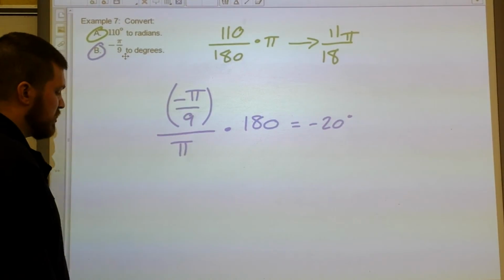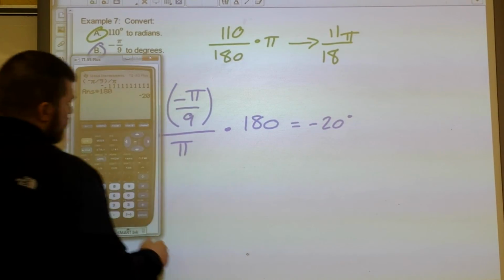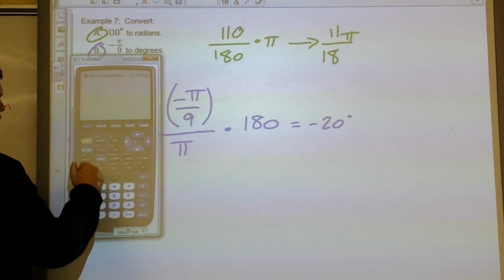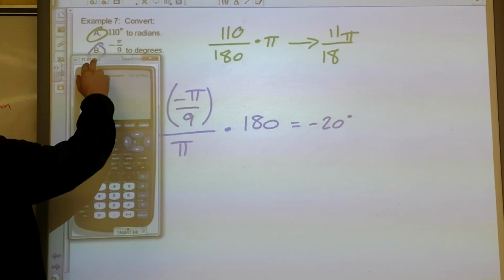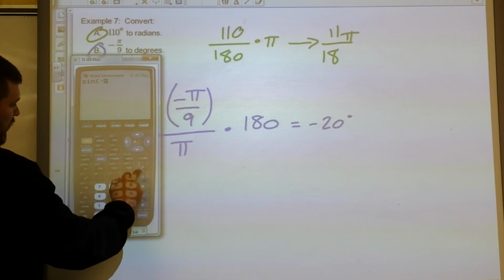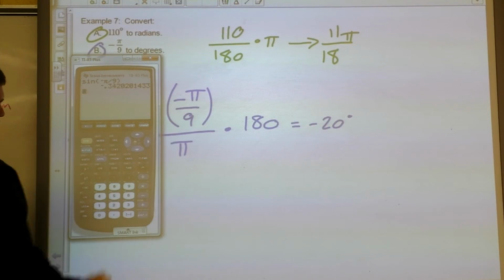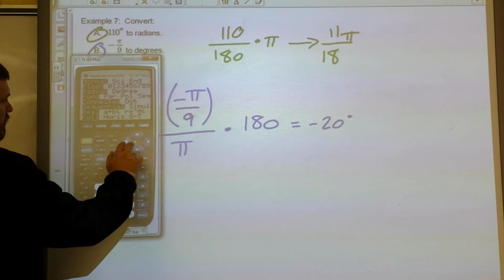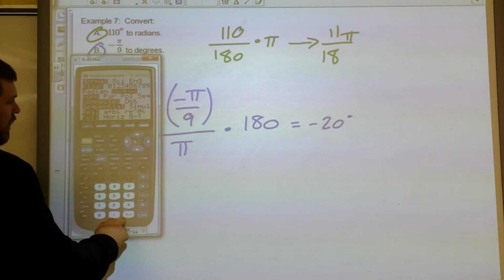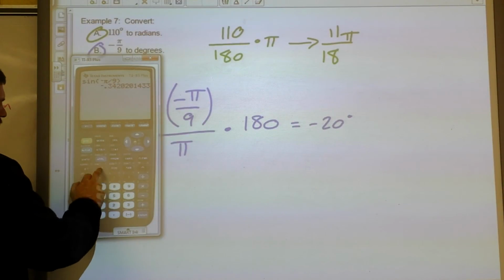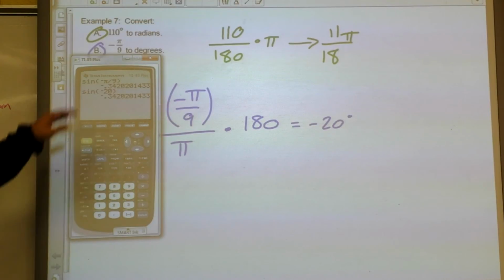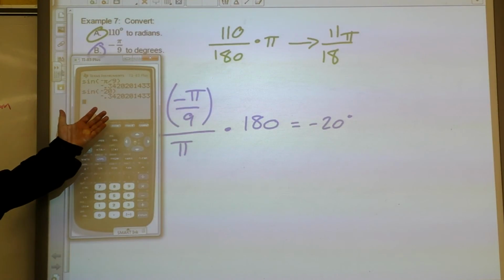Again, I'm going to double check using my calculator. I started off with radians, so I'm going to make sure I'm first in radian mode. I'm going to do sine, this time, of negative pi over 9. Hit enter, get my decimal. And this time, now I'm going to switch over to degree mode and type in sine of negative 20 for degrees. Now I've got the exact same decimal, so I did my conversion correctly.